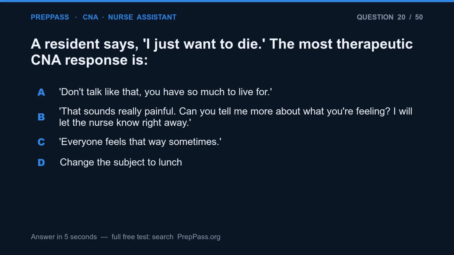Question 20. A resident says, "I just want to die." The most therapeutic CNA response is: A. Don't talk like that, you have so much to live for. B. That sounds really painful. Can you tell me more about what you're feeling? I will let the nurse know right away. C. Everyone feels that way sometimes. D. Change the subject to lunch.